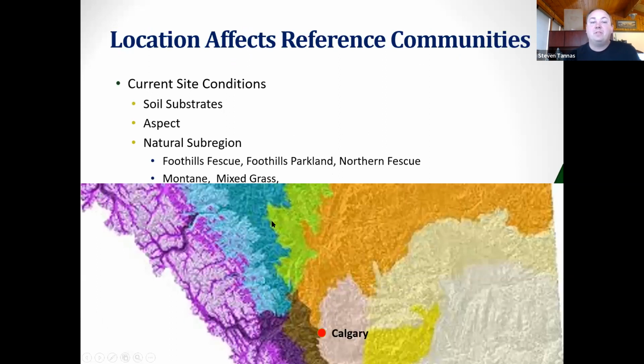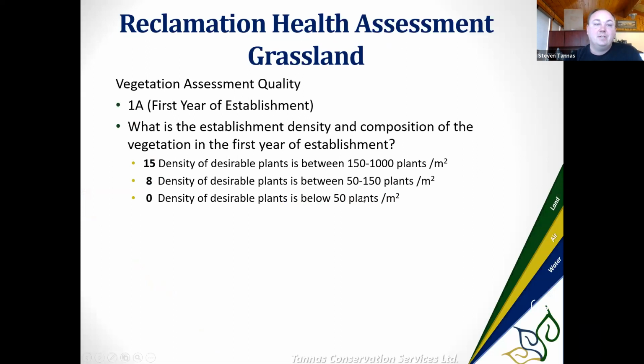When we look at reference communities, make sure when you're assessing health that you think about where you're located. Calgary is a great location, where we've got three natural subregions intersecting within the city. Just because you're in one natural subregion doesn't mean you don't have a community from a neighboring natural subregion. These lines on the map are not fixed lines. Different aspects matter too: a north face could have the plant community of a more moist natural subregion than a south face, so you have very different functions in the habitat.